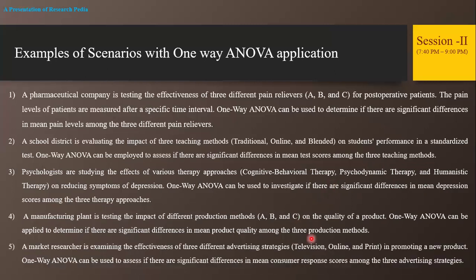And the last but not the least, a market researcher is examining the effectiveness of three different advertising strategies like television, online, and print in promoting a new product. One-way ANOVA can be used to assess if there is a significant difference in the mean consumer response score. So consumer response score would be your continuous variable, while three types of advertising strategy would be your categorical variable. So actually you are comparing the continuous variable with your categorical variable in this scenario.